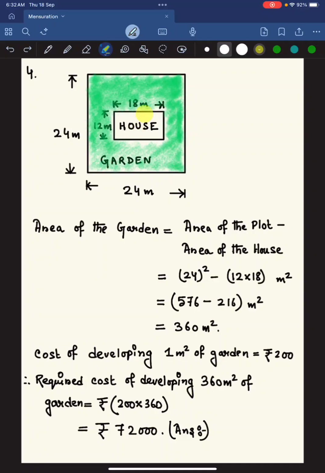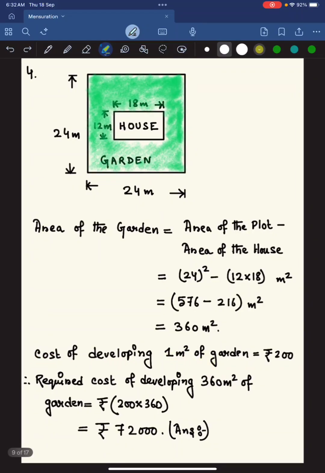what will be the area of this rectangular house? It will be length into breadth. So that is what I have written, 12 into 18. Here 12 is the breadth and 18 is the length, right? So it will be meter square since the unit is meter. So this is equals to 24 square is 576 minus 12 into 18 is 216 meter square, which is equals to 360 meter square.